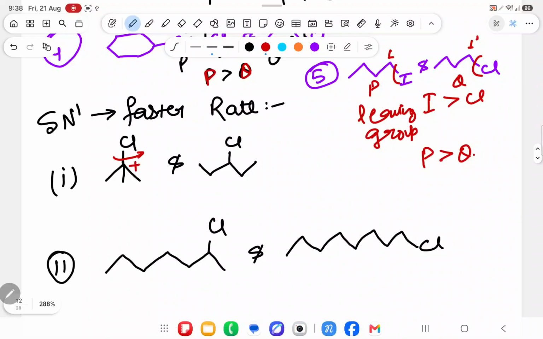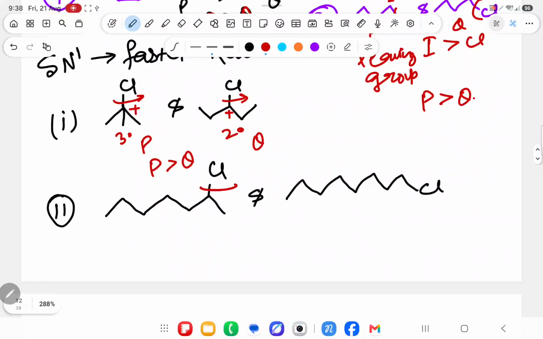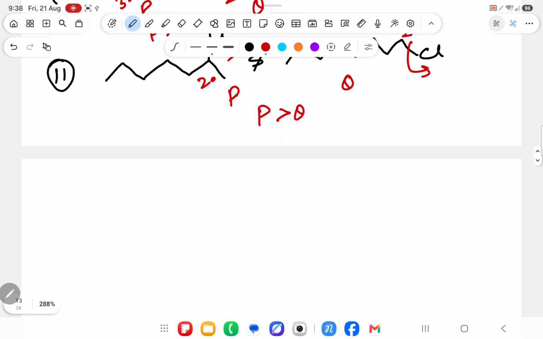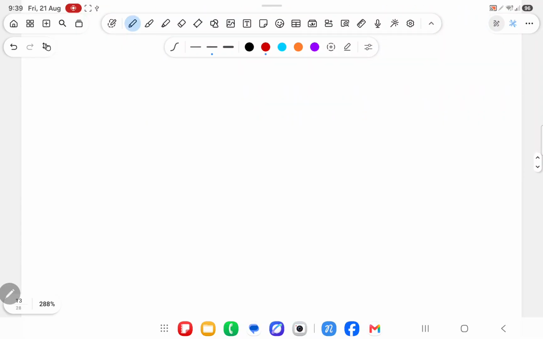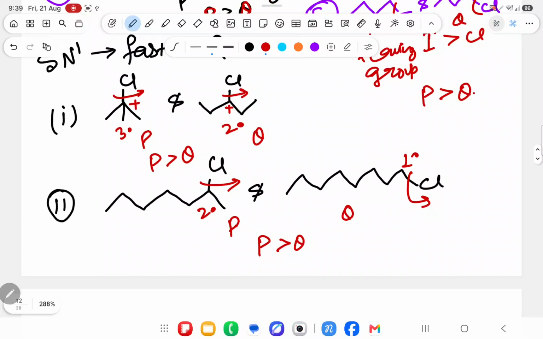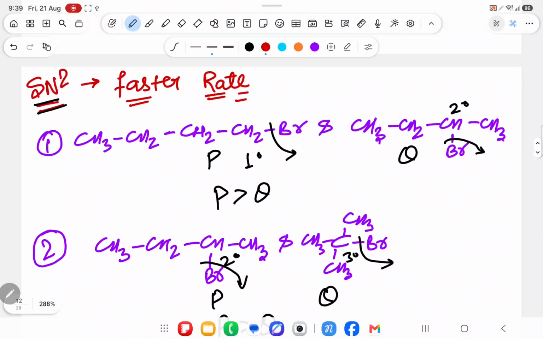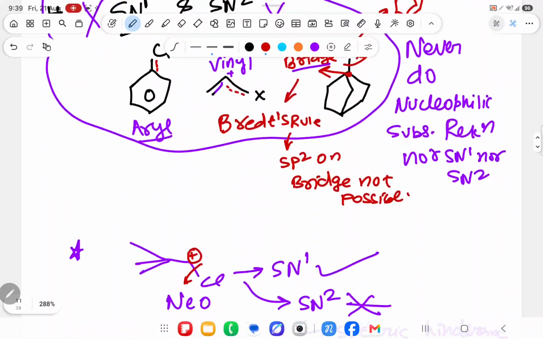Similarly, they are asking for SN1. Remove this, plus here. Remove this, plus here. This is 3 degree, this is 2 degree. This is P, this is Q. So P is greater than Q because SN1 is opposite to SN2. Understood the point? Here it is 2 degree, here it is 1 degree. So for SN1, P will be greater than Q because 2 degree is more than 1 degree. I hope you understood each and everything about SN1 and SN2.